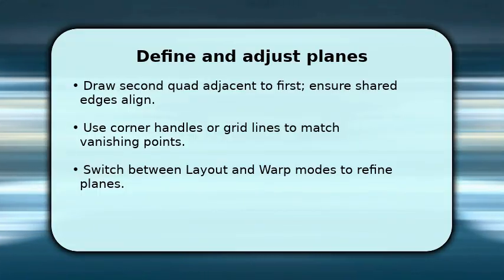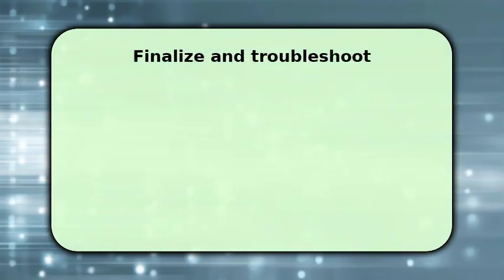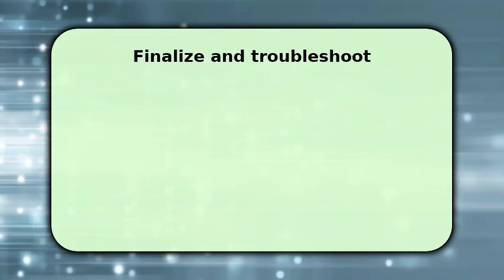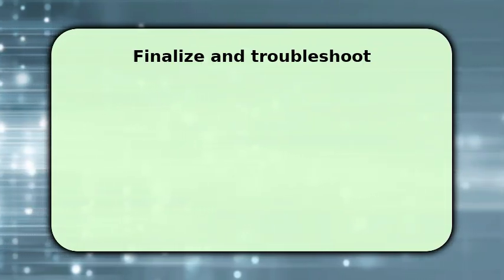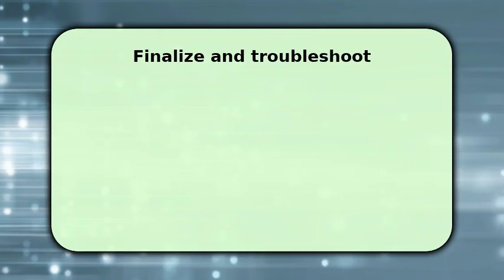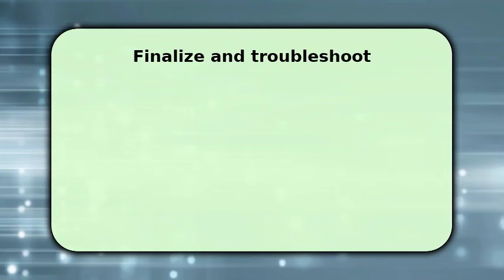Apply the warp and zoom to 100% to inspect seams and stretched pixels. This is where you correct tiny errors before committing. If gaps or odd repetitions appear, use content-aware fill or the clone stamp on a duplicate layer to repair them. The smart object keeps your original safe.